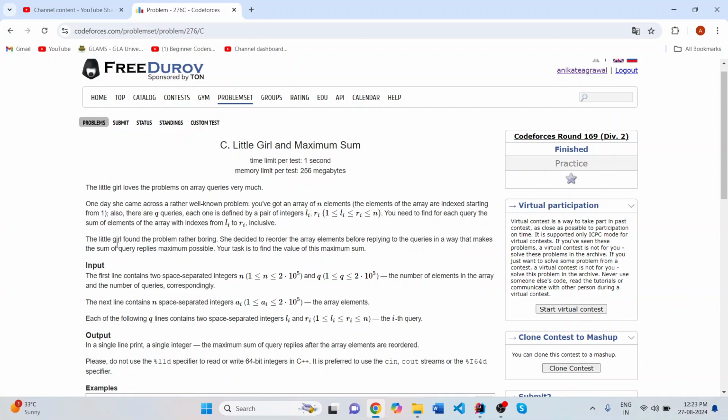Both are inclusive. The little girl found the problem rather boring. She decided to reorder the array elements before replying to the queries in a way that makes the sum of query replies maximum possible. So the sum of replies has to be maximized by reordering the array elements. And our task is to find the maximum value possible of the sum. So this is what we have to do. So we have to find the maximum sum.